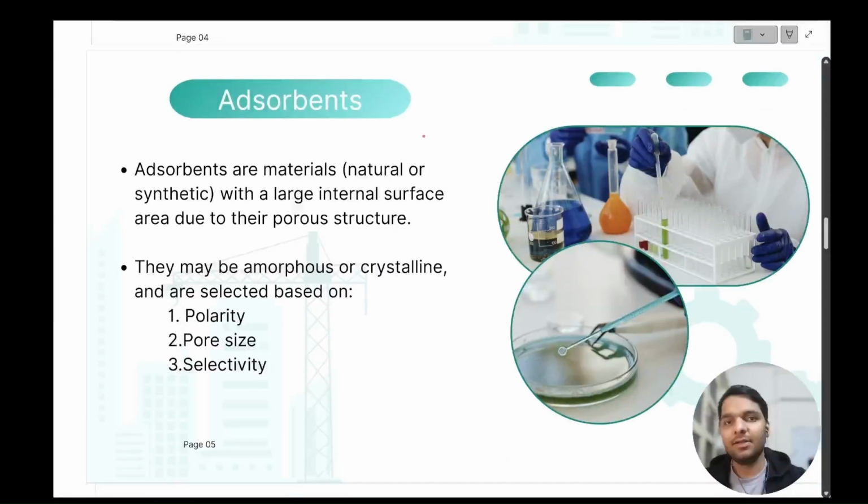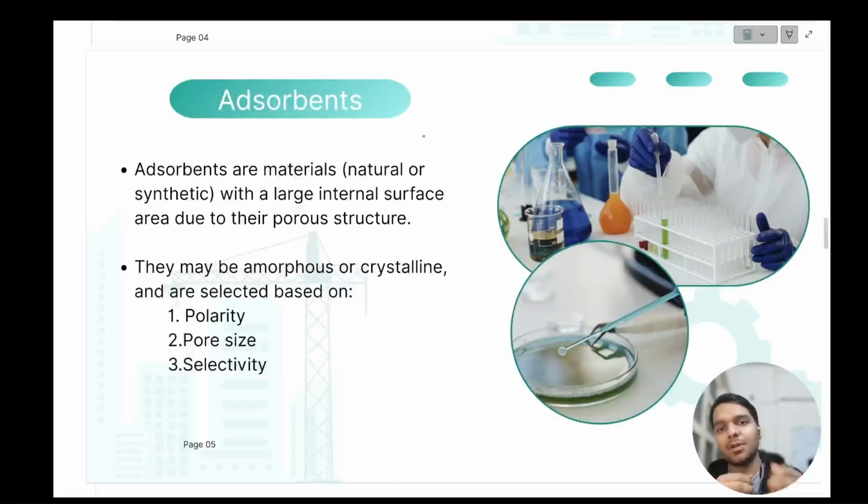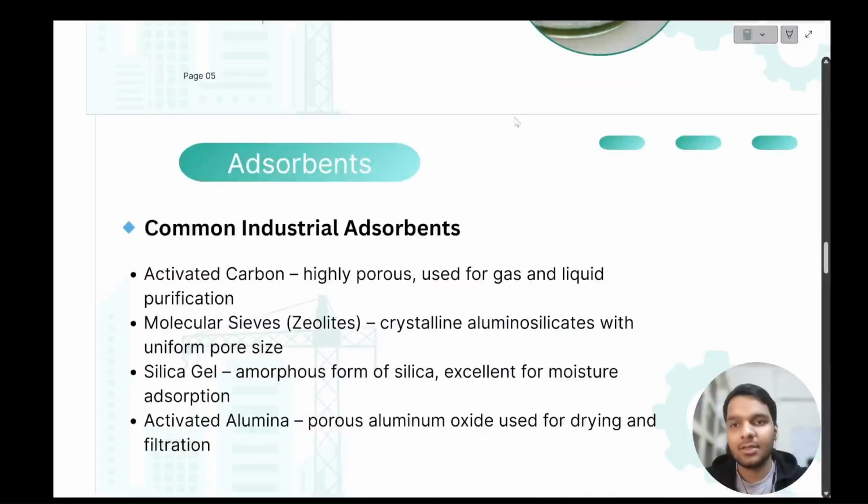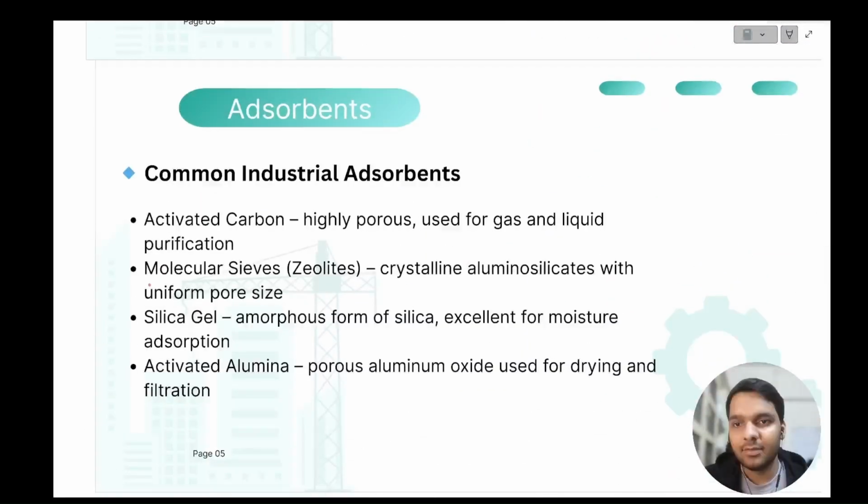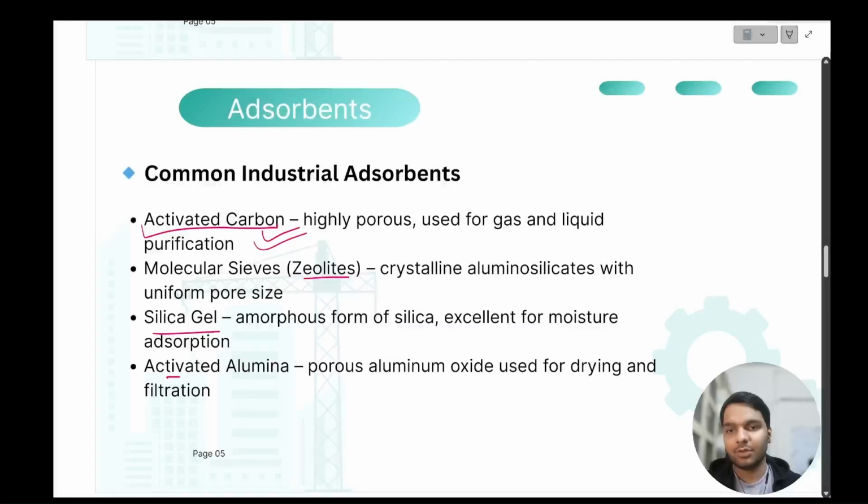Talking about the adsorbent. Adsorbent is the surface where adsorption happens and adsorbate is the molecule which gets adsorbed on the surface. The adsorbent may be selected on these bases: polarity, pore size and selectivity of the adsorbate. These are some common adsorbents. First one is activated carbon or you say charcoal that you will see in many applications. Second one is zeolite, third one is silica gel and fourth one is activated alumina, that is Al2O3.